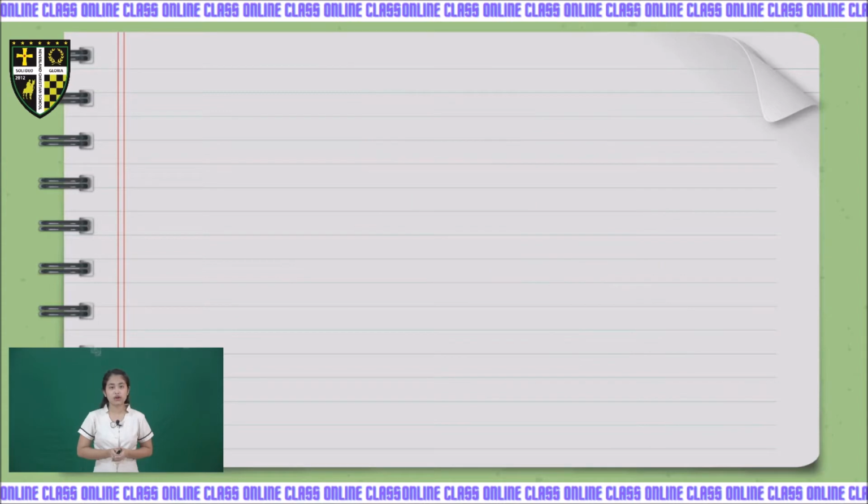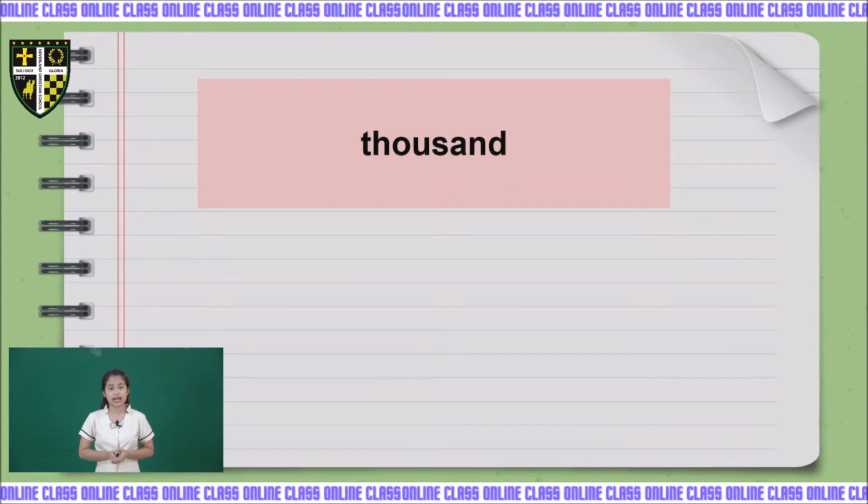So now, how do we spell thousand? Thousand is spelled T, H, O, U, S, A, N, D. Again, thousand is spelled T, H, O, U, S, A, N, D.